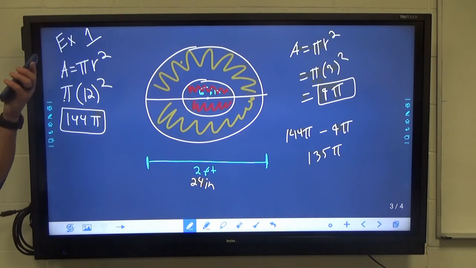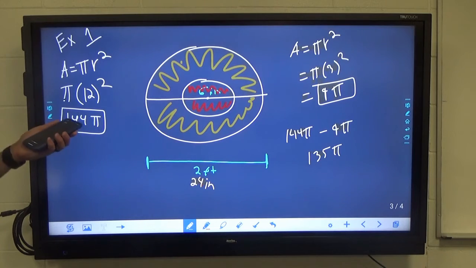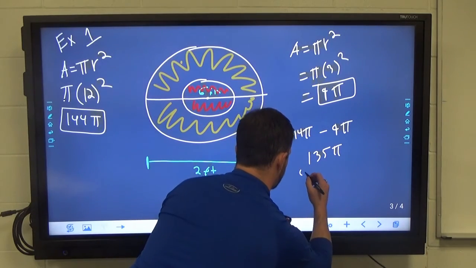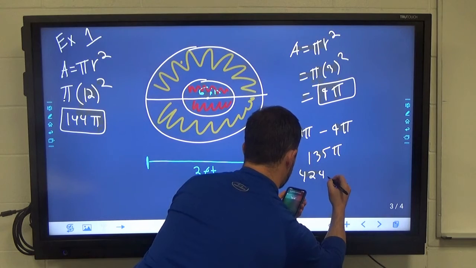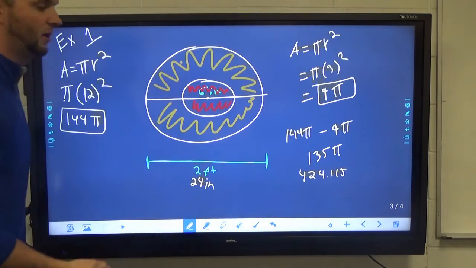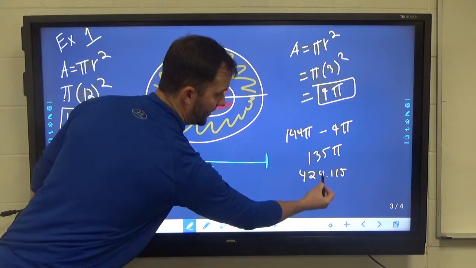Hey Siri, what's 135 times pi? 135 times 3.1415 is about 424.115. Okay, and now I'm rounding this to the next whole number, so the 1 would not change the 4.